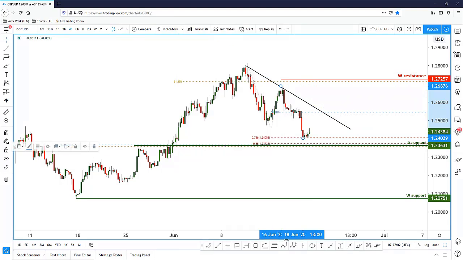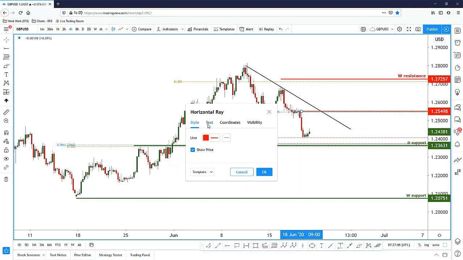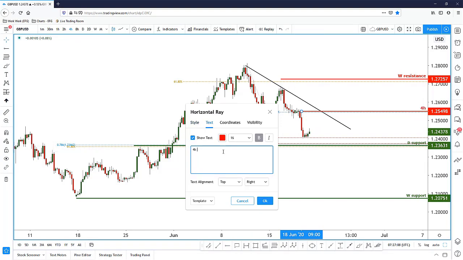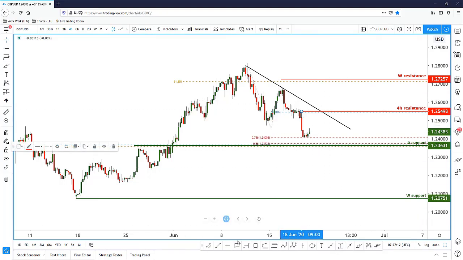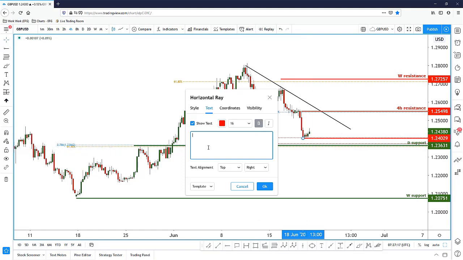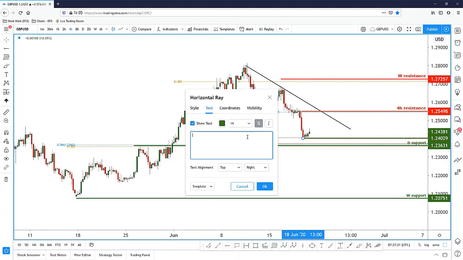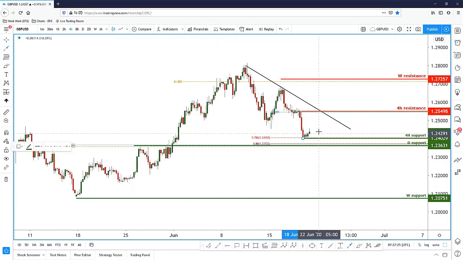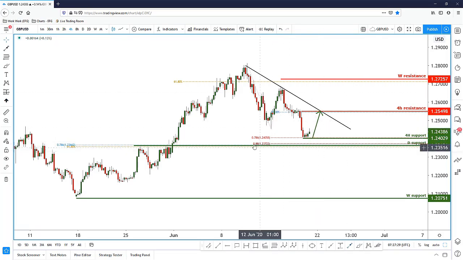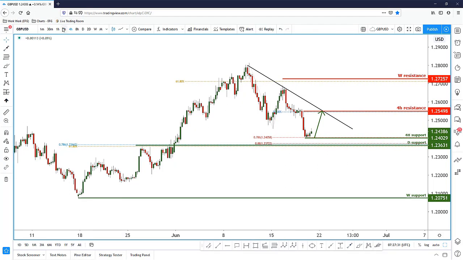I'm just going to highlight the 50. We'll put something like that. And I'm going to call this the 4-hour resistance. And of course, not forgetting putting in the 4-hour support. So with that, I would actually play long, okay, towards the 4-hour resistance. It's a short-term intraday trade, right?